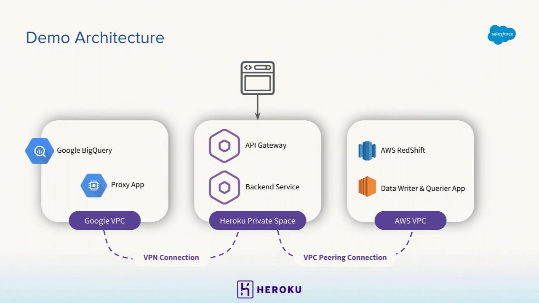And then on the right there, I have an example of something you could do. You could have AWS Redshift, right? We've had this for a while. You can use AWS services, but let's jump into a live demo of querying Google BigQuery from a Heroku private space, and that data traveling over a secure VPN connection.